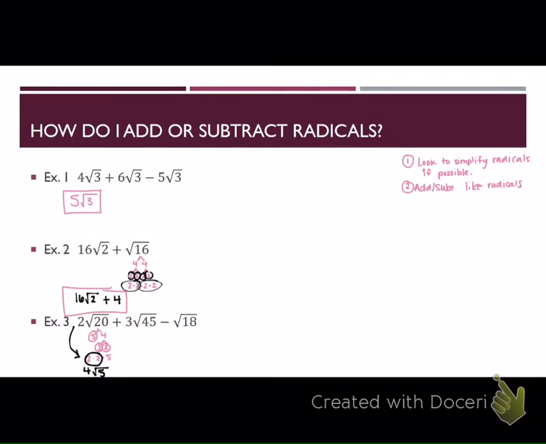Emma, what goes into 45? 5 and what? Yeah. And what goes into 9?